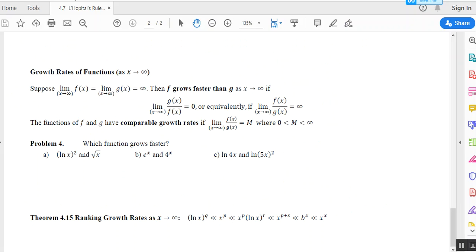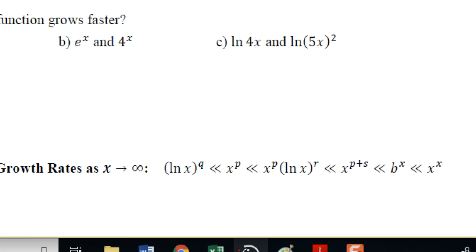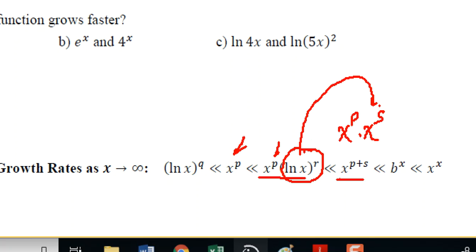Of course, assuming that they have the same power. When you compare, you want to make sure that you are comparing the same power. And this is quite intuitive, because x to the p plus s is the same as x to the p times x to the s. So this will always be growing slower than the power function. This should not be a surprise.